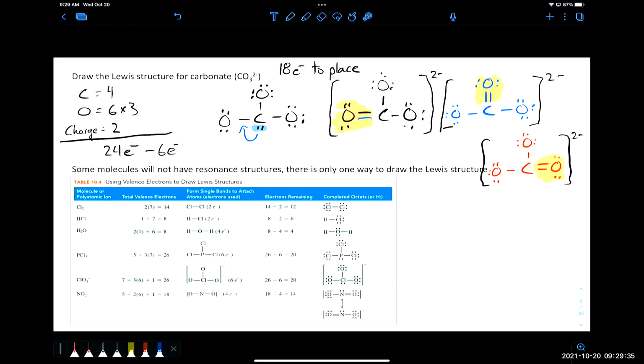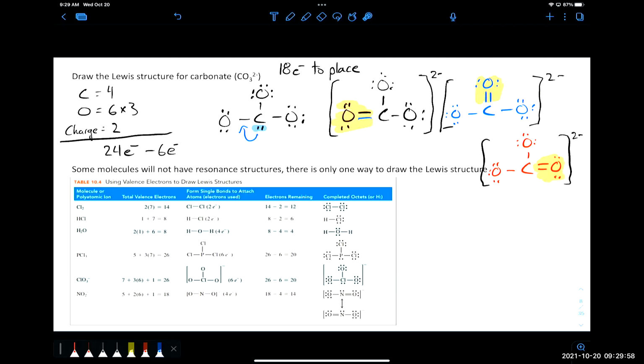So that's how you draw those resonance structures. You're just sort of rotating that around, showing that it could be in any of those positions and that they're all equivalent. Some molecules have resonance structures, but a lot of molecules don't. There's only one way to draw them.